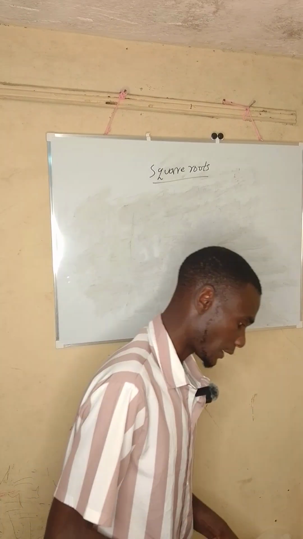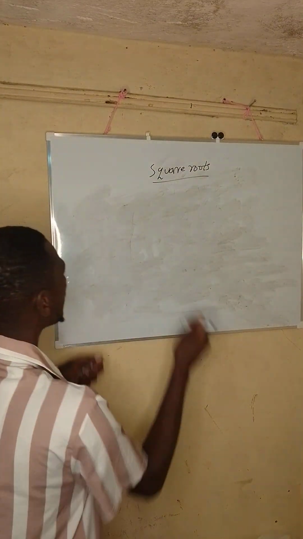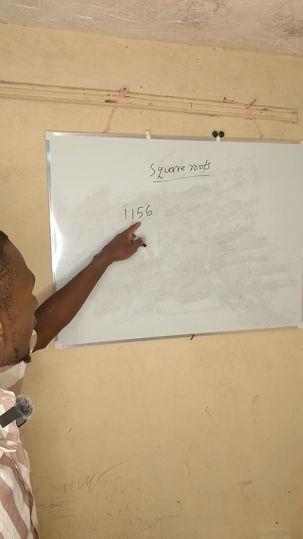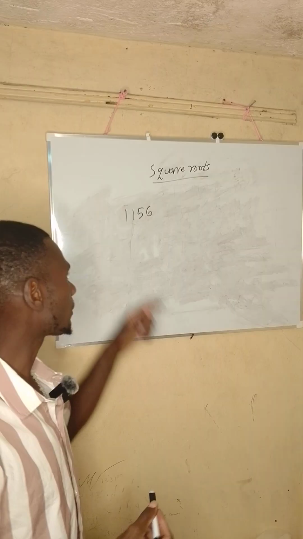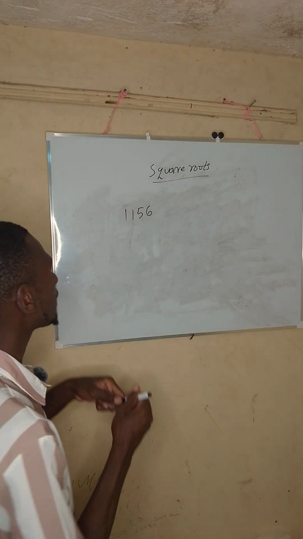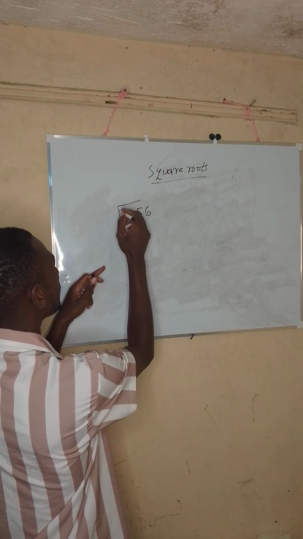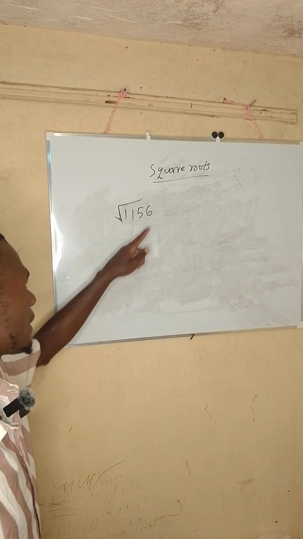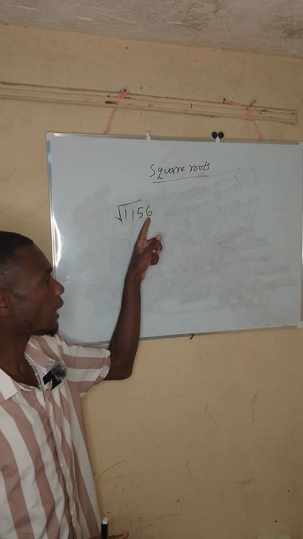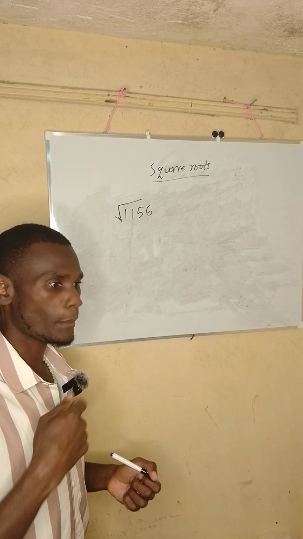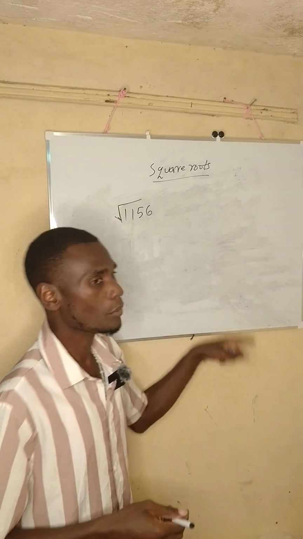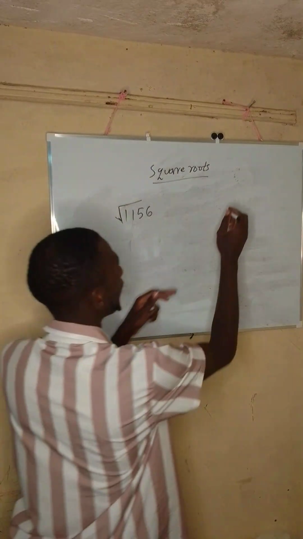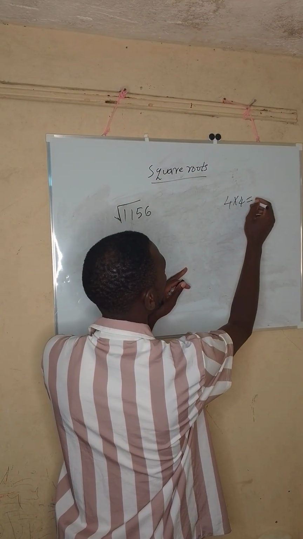Let me get a number like 1156. So you want to find what number was multiplied by itself to give me 1156. The first thing I'm going to do is look at the number in the place value of ones. It is 6. So after knowing that, ask yourself, what number, if I multiply it by itself, gives a 6 at the end? One is 4. If you multiply 4 times 4, you will get 16.